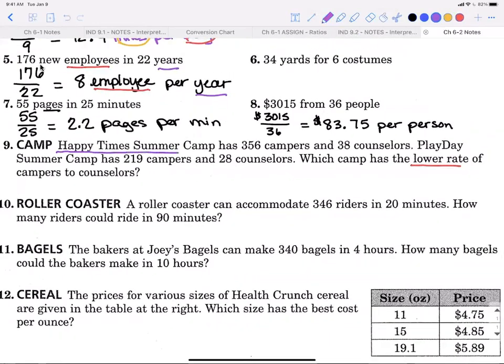So Happy Time has 356 over 38, 356 campers to 38 counselors. And we want to know what it is for one counselor. So we divide, and Jackson, what do we get? And round to the 10th when it's not money.